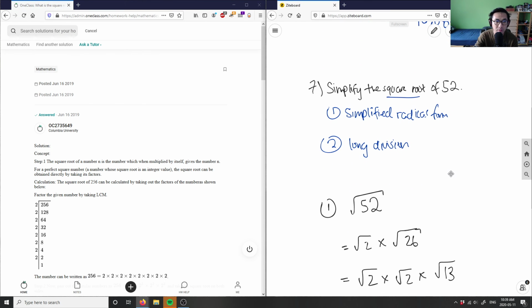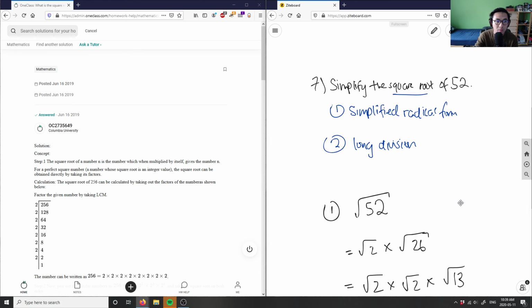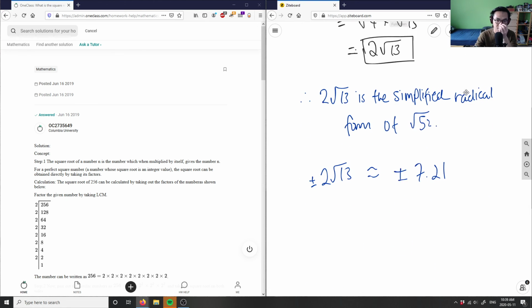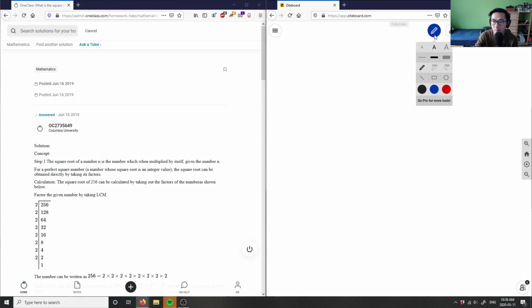Number 7. So this here's number 8, I believe. And again, I don't have a problem here, but I think that what the question is trying to ask, based off the solution here, is: what is the square root of 256?